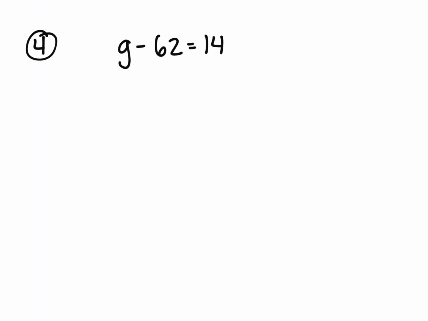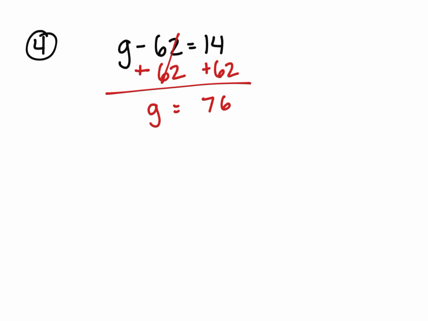On this side, to solve it algebraically, we want to flip these tiles over. So from a negative tile to a positive tile, they're going to leave this side and move over here. 4 plus 2 is 6, and 1 plus 6 is 7. So G has to be 76.